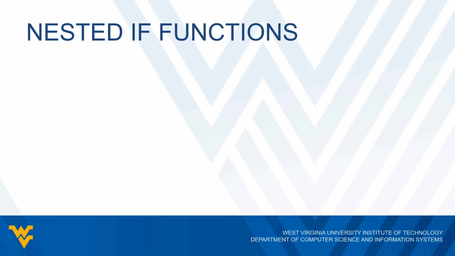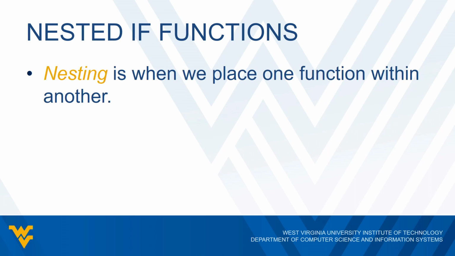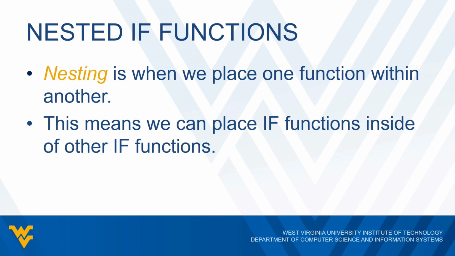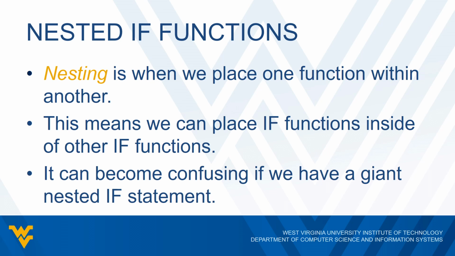We can even make modifications in our if function if we want to have some more things than just checking a single condition. So we can use what's called nesting, and I think we've talked a little bit about it before in previous examples earlier in the class. But the idea of nesting is that we can place a function inside of another function. So in terms of a nested if function, this means that we can place an if function inside of other if functions. Now, if we're not careful, this can become pretty confusing.